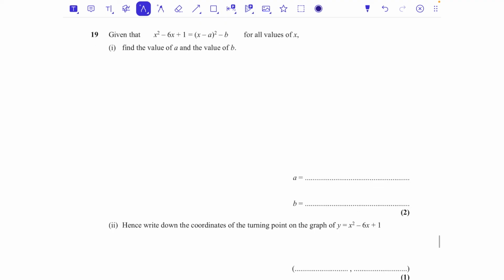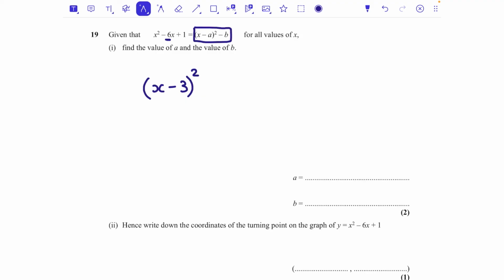Given that x squared minus 6x add 1 is x minus a all squared take away b for all values of x, find the value of a and the value of b. So this topic is called completing the square. You may not have done this yet at school, so I'll give you a quick crash course. When we write a quadratic in this form, it's called completing the square. Now to do that, we're always going to halve this number. So I'm going to start by writing x minus 3 all squared.